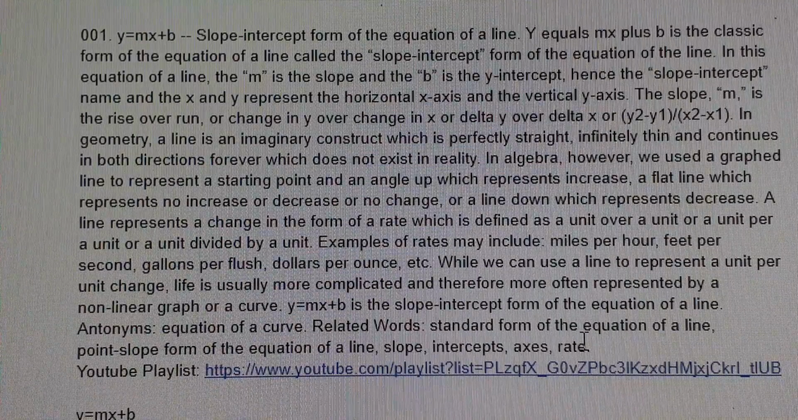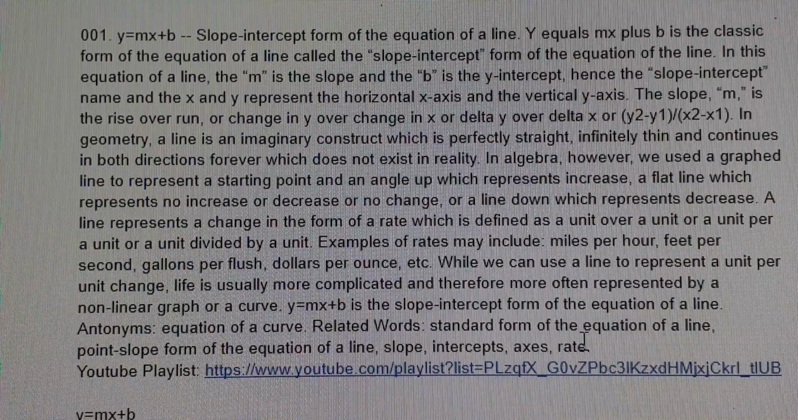y = mx + b, slope-intercept form of the equation of a line. y = mx + b is the classic form of the equation of a line, called the "slope-intercept" form of the equation of the line.